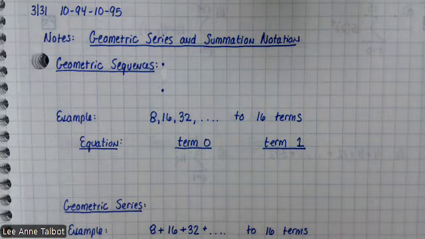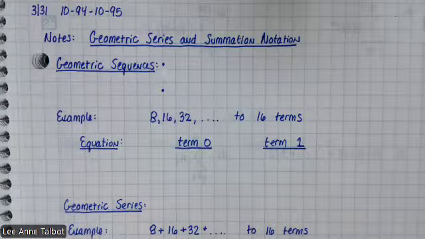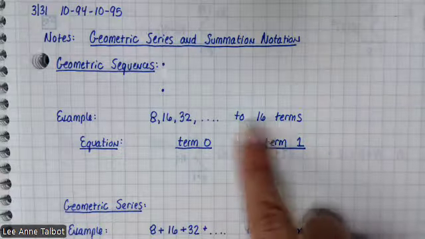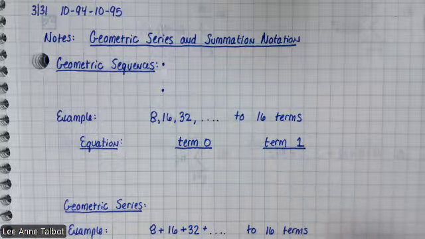8, 16, 32 plus dot dot dot to 16 terms. Did it look like that was like numbers? Oh, no, that's all right.